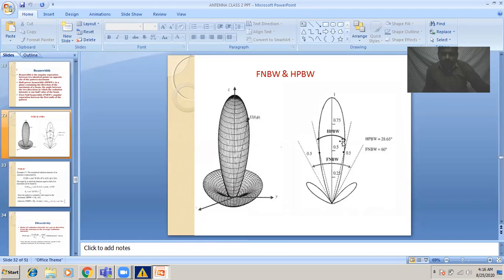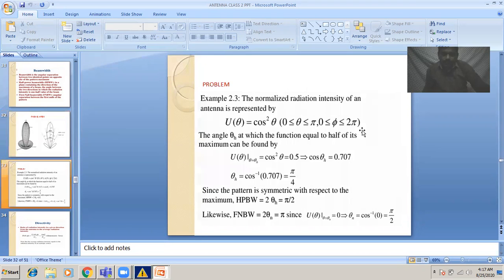And similarly, these two are the half power points. Since we are taking the beamwidth between these two half power points, this is called half power beamwidth. In short, it can be represented by HPBW. So we'll take an example of how to calculate the half power beamwidth.